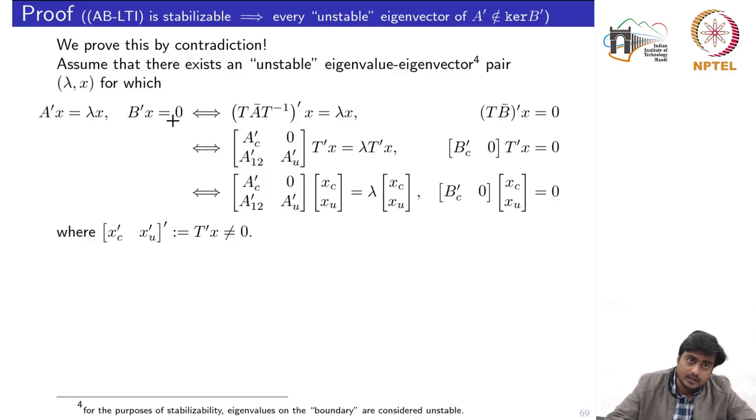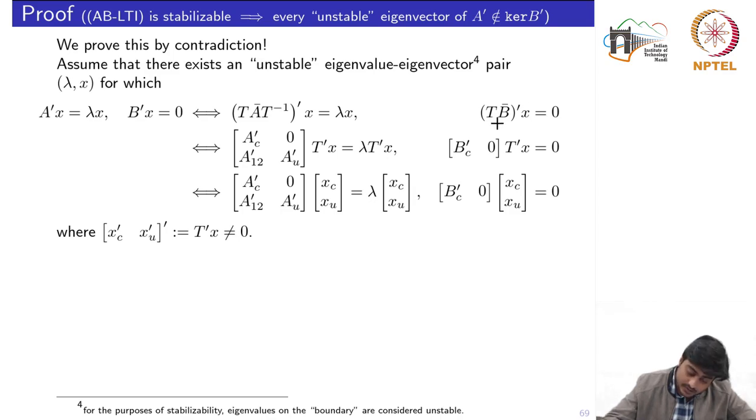which is equivalent to saying that I can replace the A matrix and B matrix by their decomposed counterparts, which is T A bar T inverse, and here B would change to T times B bar. Okay. Again, expanding this T A bar T inverse, I would have this decomposed form with the respective transposes. T transpose x is equal to lambda times T transpose x.